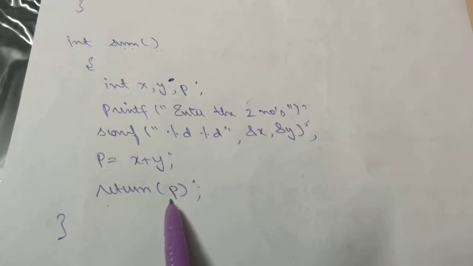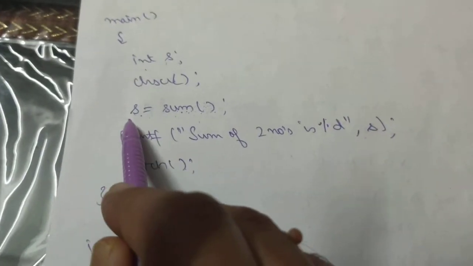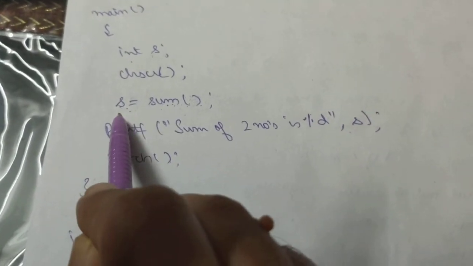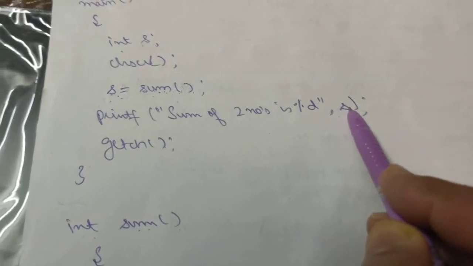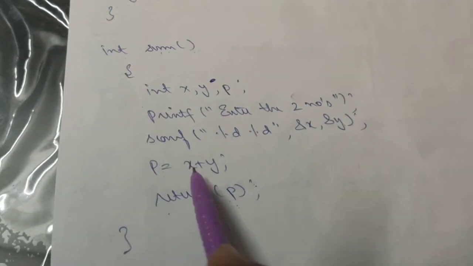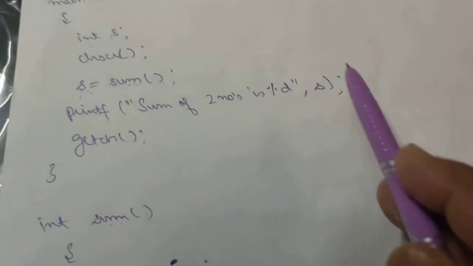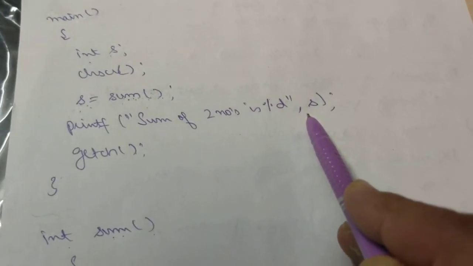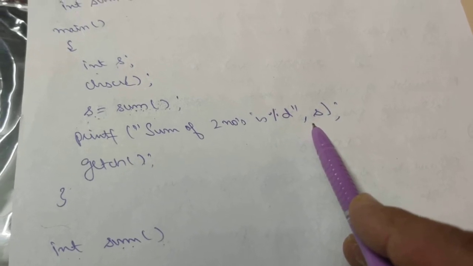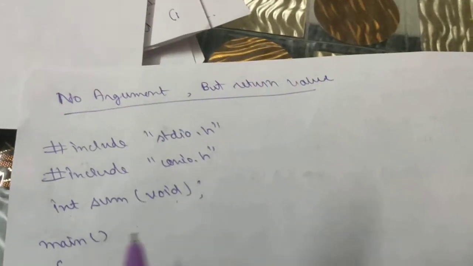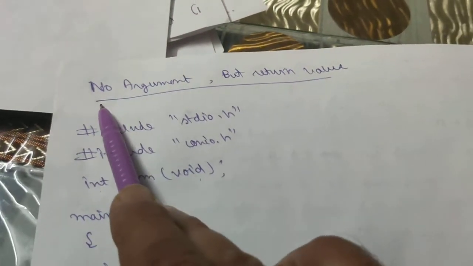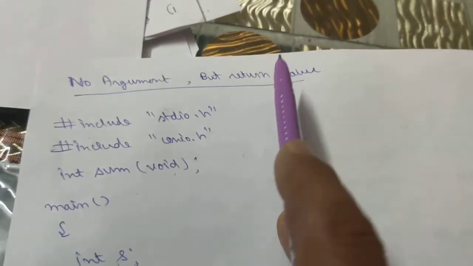This value of p will go upward and it will be collected in the variable s. So that variable s will be printed here. So since p contains the sum of x and y, this p will be copied in s, hence s will print the value of the sum of two numbers x and y. So this is the final fourth case of functions, which was no argument but return value.